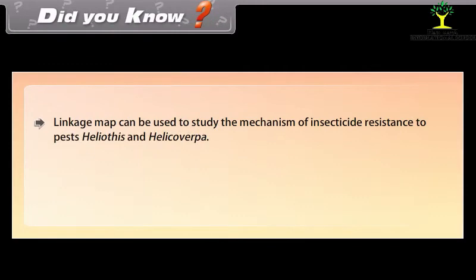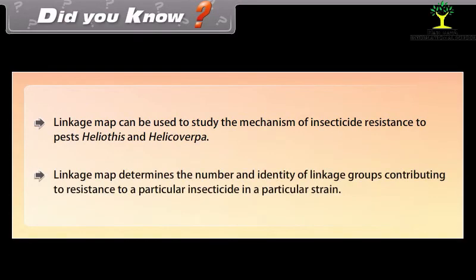Did you know? A linkage map can be used to study the mechanism of insecticide resistance in the pests Heliothis and Helicoverpa. A linkage map determines the number and identity of linkage groups contributing to resistance to a particular insecticide in a particular strain.